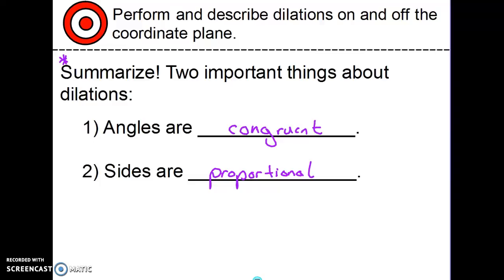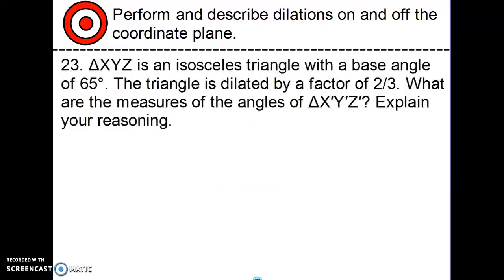So the sides are not congruent, because obviously the figure gets bigger or smaller, but the sides do change by the same amount. They're all 2 times bigger or half their size or things like that. So you can get fun questions like this to test that understanding.